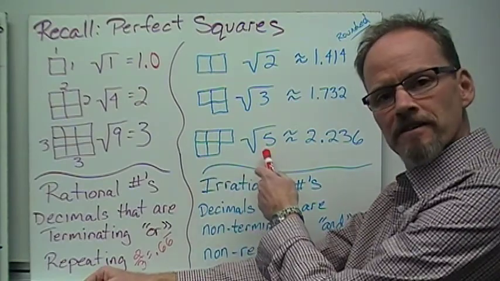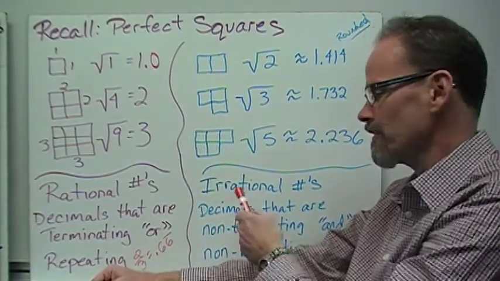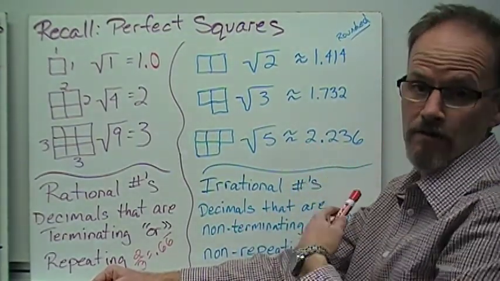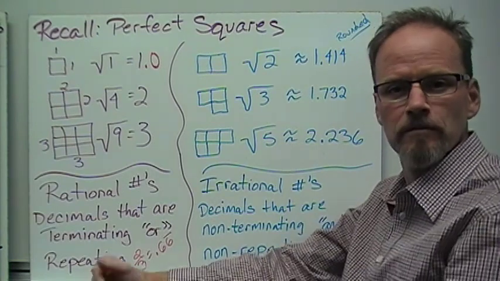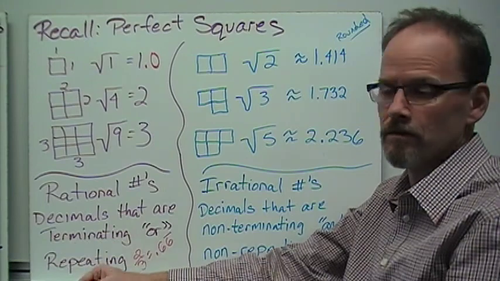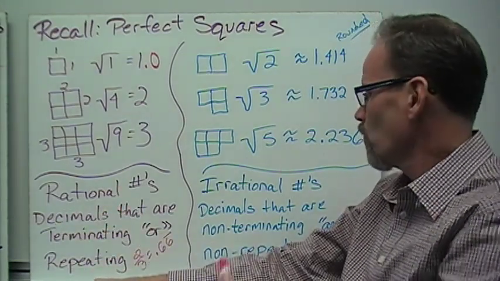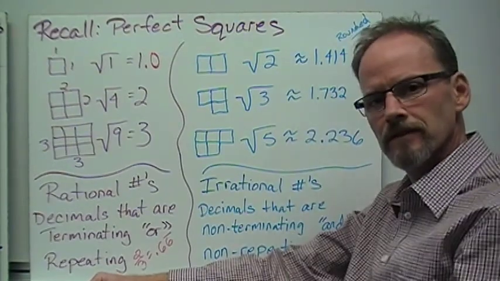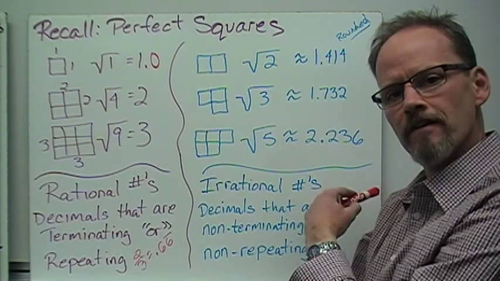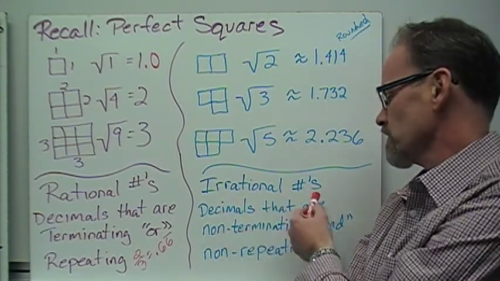Square root of 5, approximately, I punch it into my calculator and it gives me 2.236. That's rounded to the thousands place again. But if I multiply that number twice, I'm going to come up with 5, or I'm going to be super close to it, unless I want to actually use my calculator. What kind of numbers are these? Well, we said that they're non-terminating, they go on forever, and they never repeat either. These are the irrational numbers.